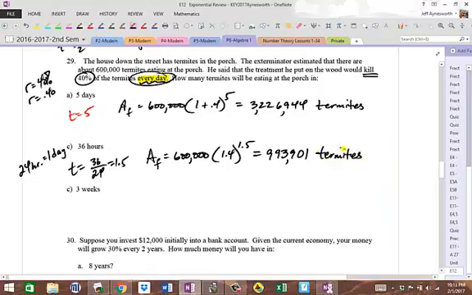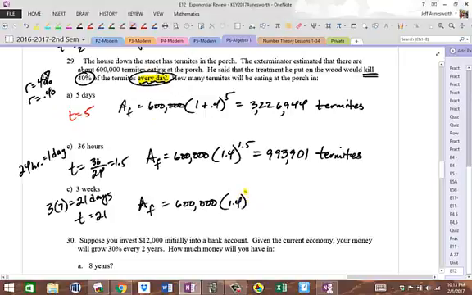All right. So how many after 3 weeks? Well, 3 times 7 is 21 days. So T is 21, because it's daily, right? Every day. So A sub F equals 600,000 times 1.4 to the 21st power.